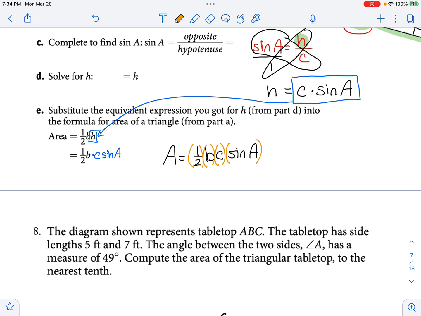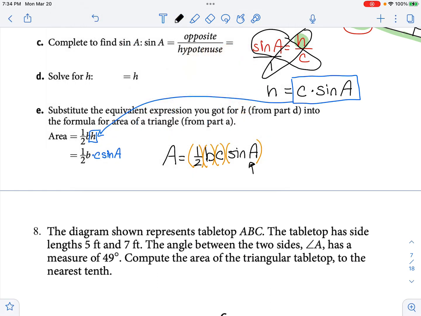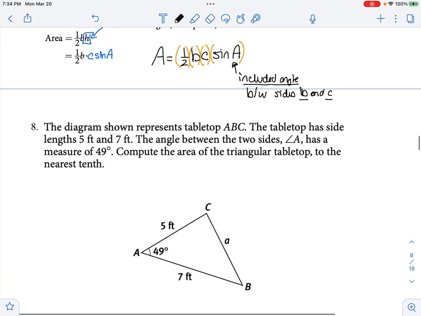The other thing to remember is that in this formula, A is what we call an included angle. And that means that A is between sides B and C. So whichever two sides you're given, B and C, we need to know the angle between them in order to use this formula.